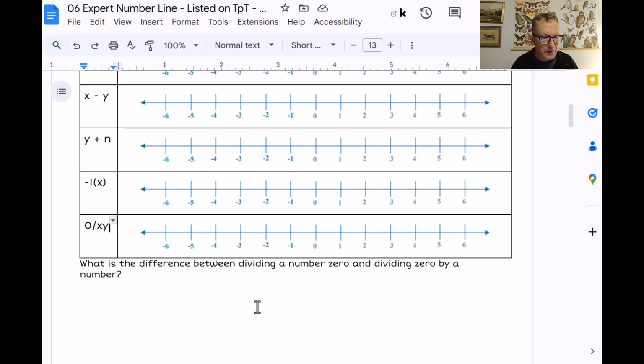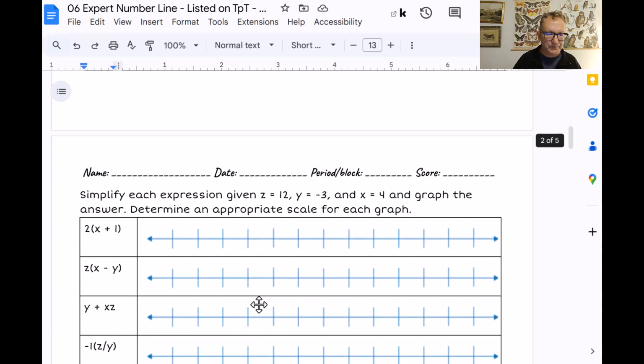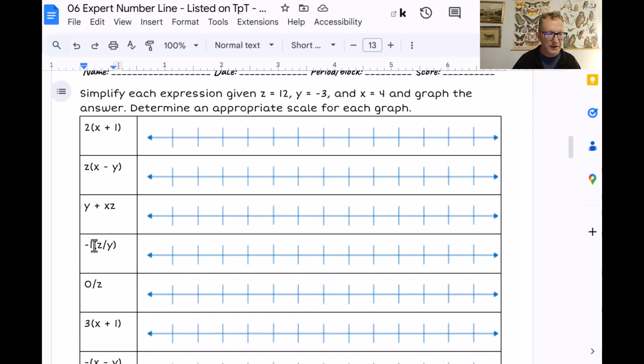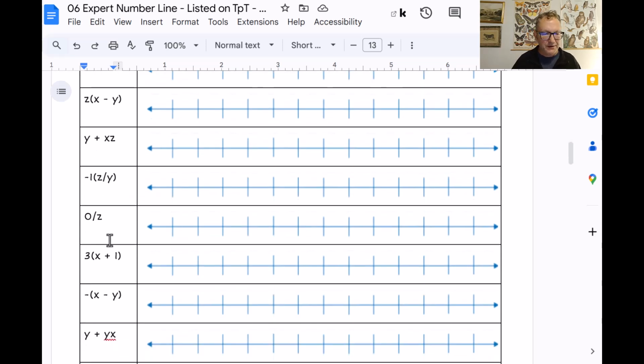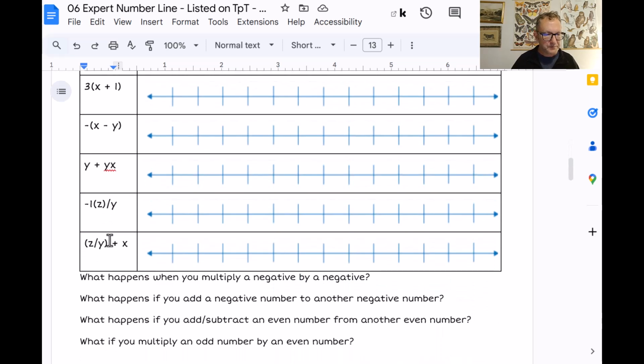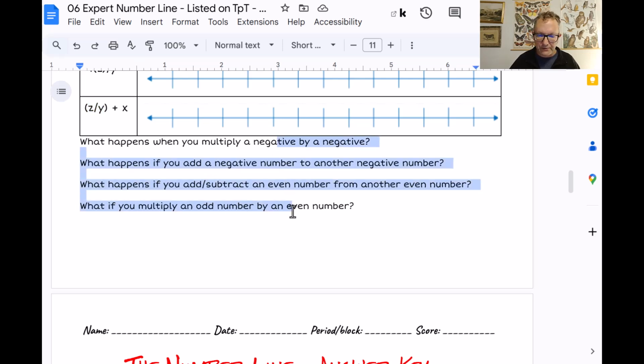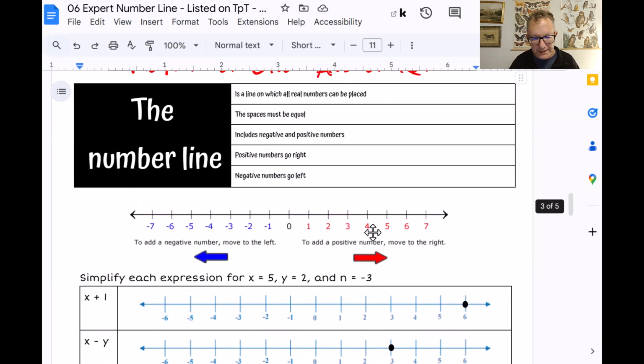And here our question is, what's the difference between dividing the number 0 and dividing by 0? Then we move on to some more operations, slightly more complex. They'll distribute a negative. Once again, they're going to divide 0. And they'll plug in numbers here, do some PEMDAS. We've got some discussion questions, and we're going to end with the answer key.